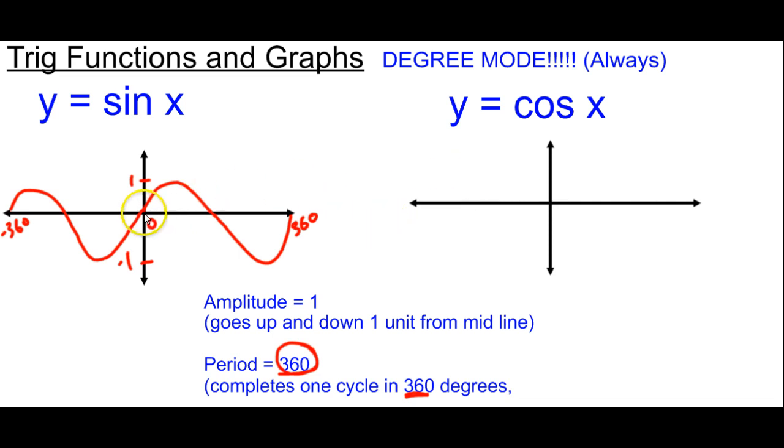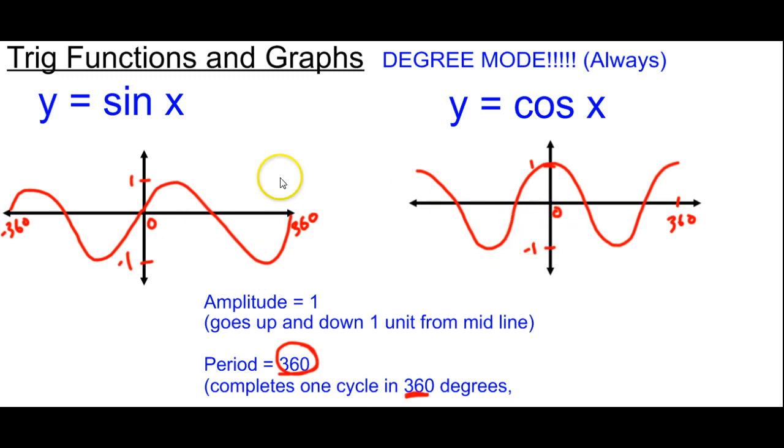Notice over here we started at 0. The cosine graph starts at 1 and goes down and looks like a U, kind of like a parabola almost, all right? And again, this is one cycle, this is one period. So it goes from 0 to 360. All right. We can do the same thing on the other side and it looks something like that. All right. So these are the two graphs that you're going to be working with today.